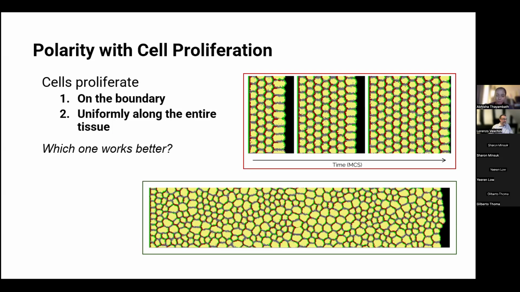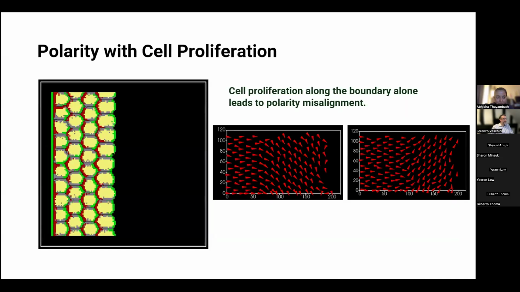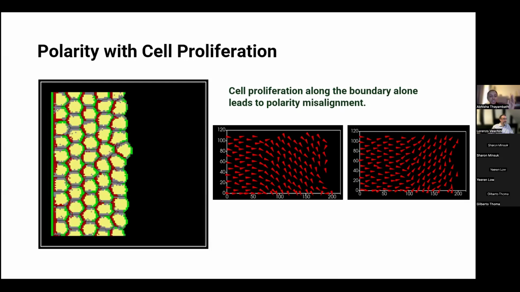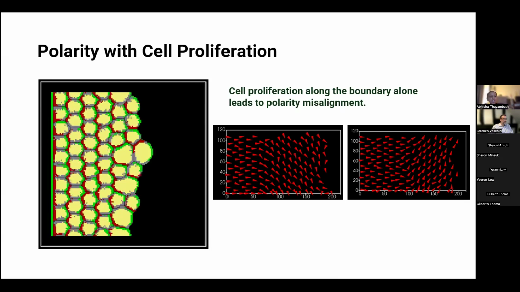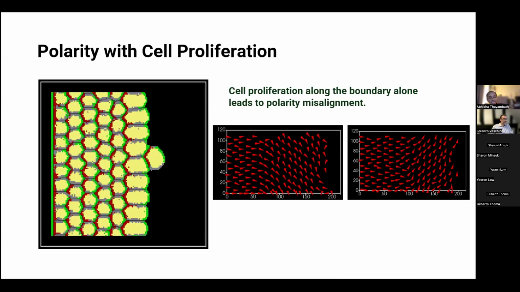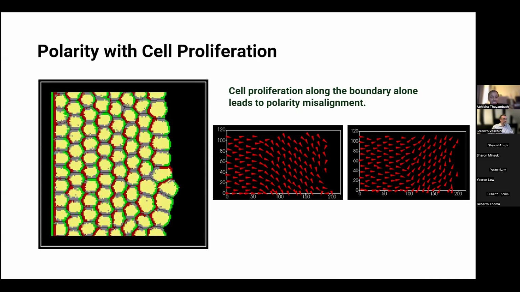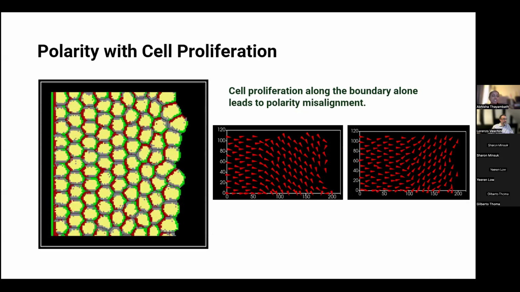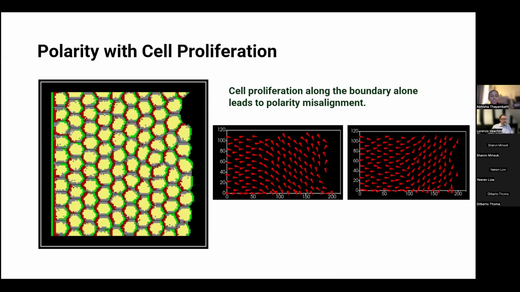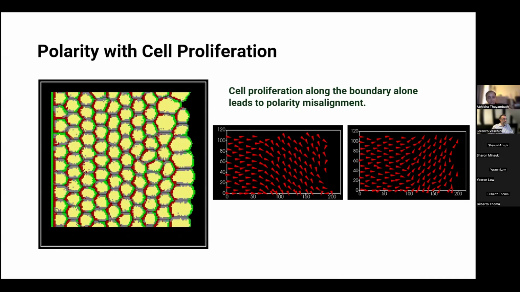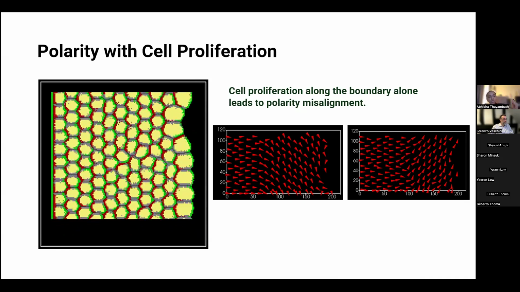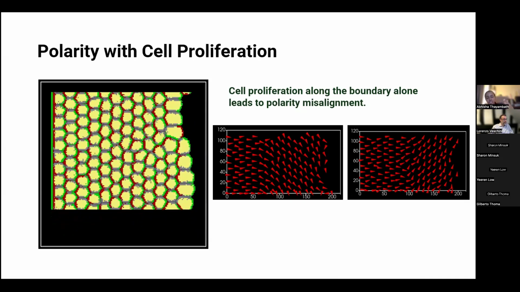There is a problem with the first one. You can see that at the beginning, it works perfectly, but later when the tissue size increases, if there is one cell that doesn't behave properly, it affects the polarity of all the cells, and gradually there is a misalignment. So all the cells either point towards up or towards down.